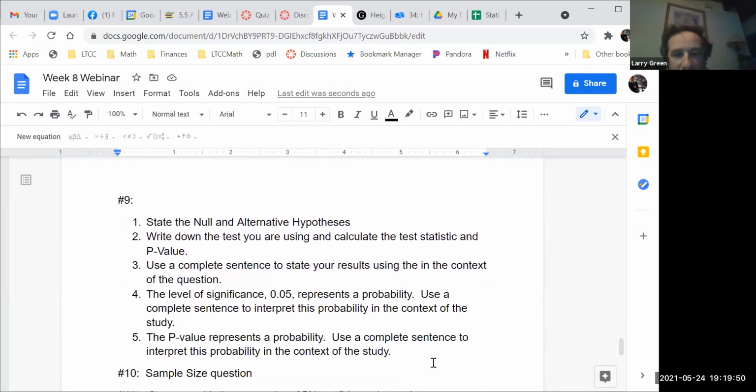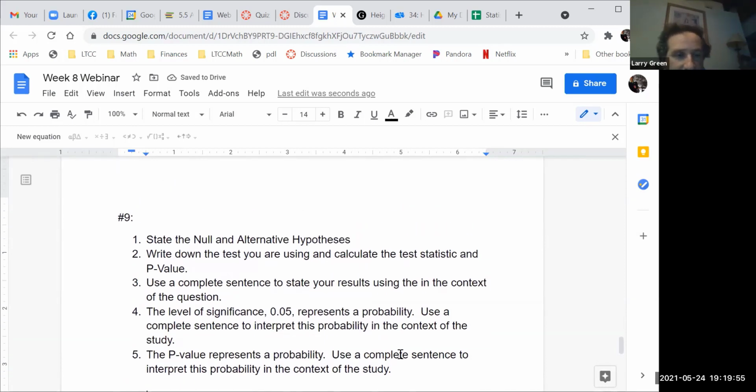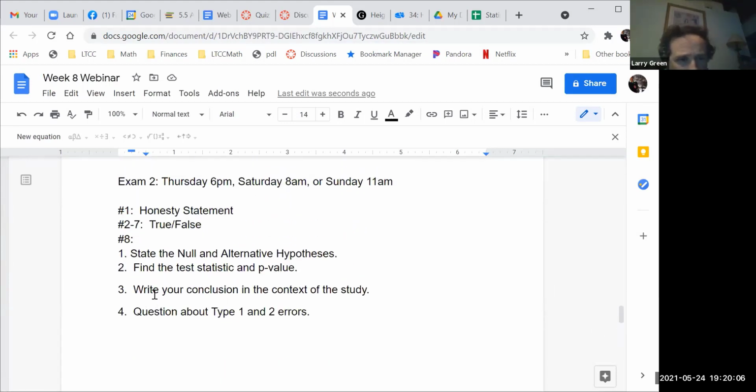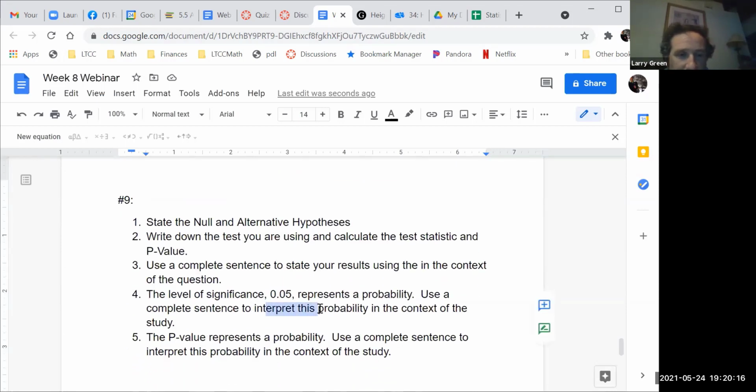Okay, so number 9, again, standard hypothesis test question. Notice I asked slightly different things. As I mentioned, I promised that you're always going to state your results, whether it's number 9 or number 8. That's right, your conclusion, same question basically. Whereas sometimes I'll ask about type 1 and type 2 errors. Other times I'll ask about interpreting the level of significance or interpreting the p-value. Okay, you only do that once each. But the complete sentence to state your results, that's every time you do a hypothesis test.